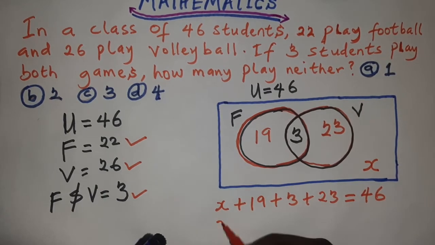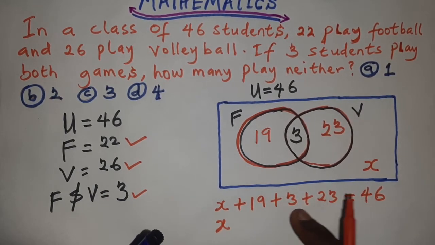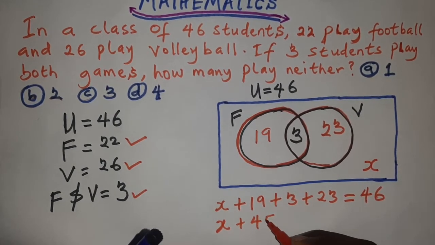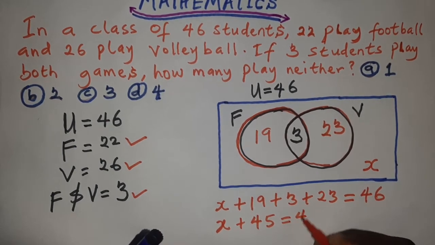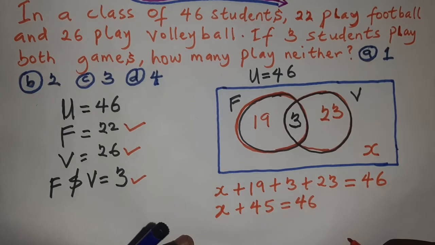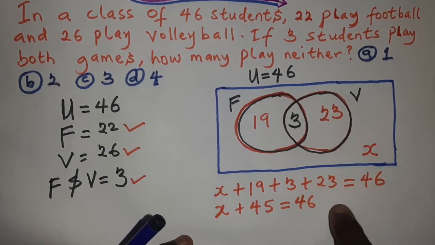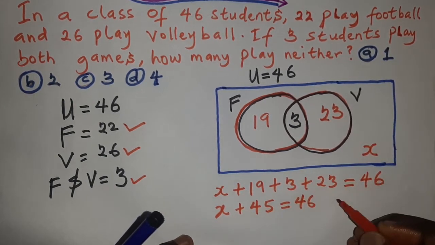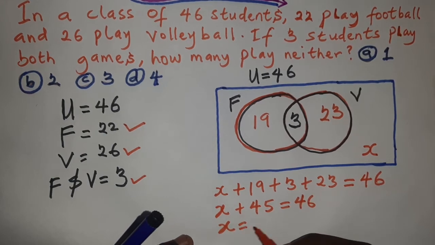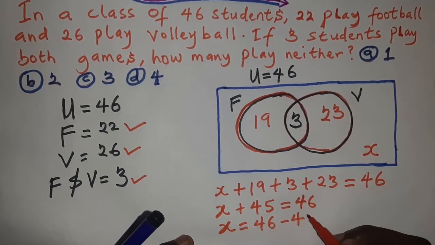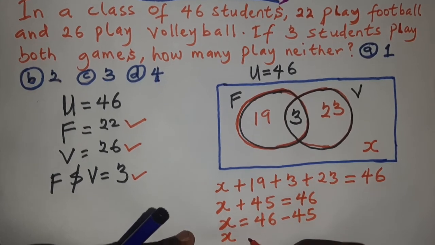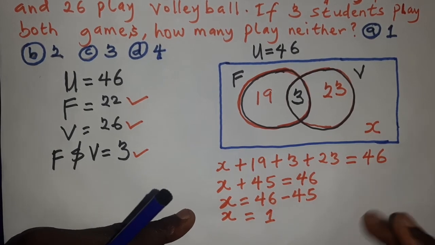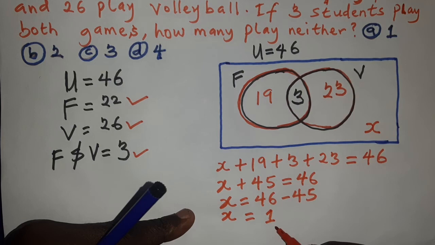So we have x, plus 19 plus 3 is 22, plus 23, that's 45. So x plus 45 equals 46. Of course, we collect like terms. So plus 45 moves over and becomes minus 45. So x will now be equal to 46 minus 45. So we now have x equals 1. So for the number of those that play neither, we have 1 as our final answer here.